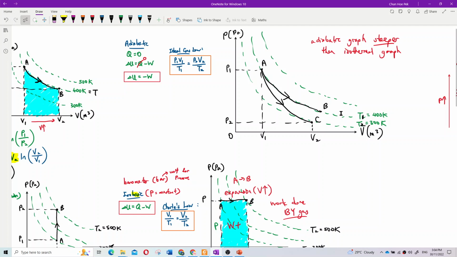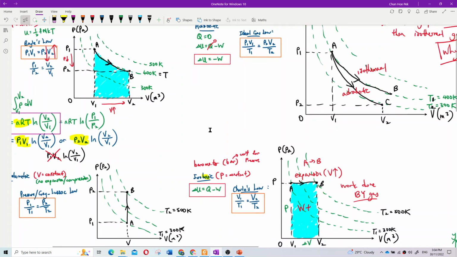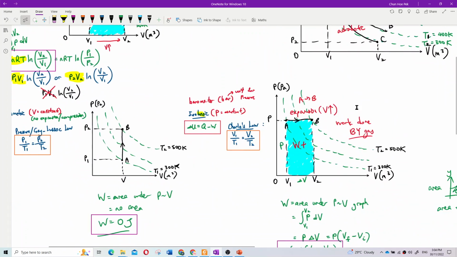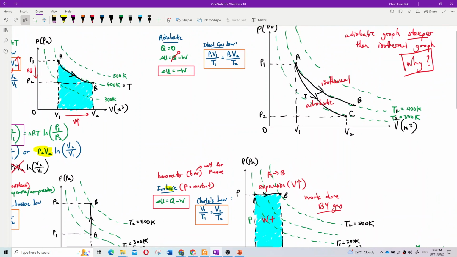Whereas the isothermal process maintains constant temperature. So this is isothermal expansion. This one is adiabatic expansion. Okay, adiabatic is steeper. Why is it steeper? Why? This one I need another 5 minutes to explain why. But first, I want to finish the work done. Work done for adiabatic. How to find the work done from the area under this graph?